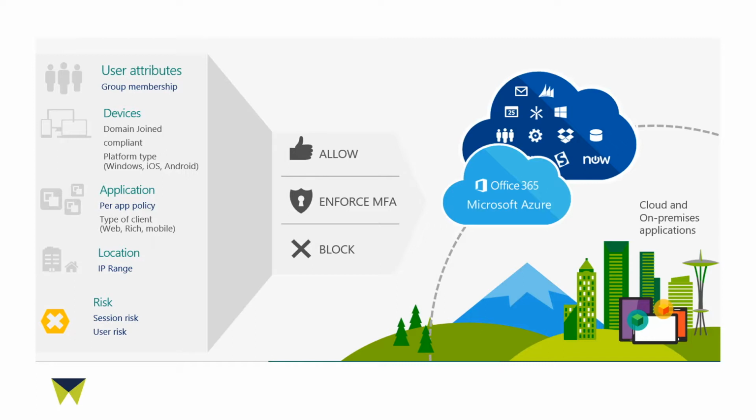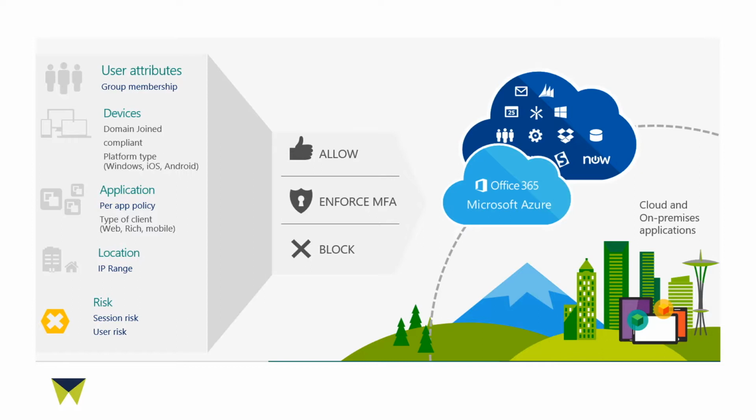You can set it so any device that's not domain joined or not compliant can't access any of the Office 365 services such as Exchange or SharePoint. The same with applications. If you can only allow applications to be run inside your corporate network and not outside, you can block it or again enforce multi-factor authentication.